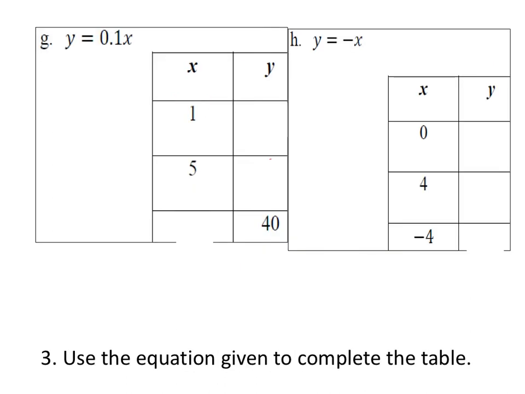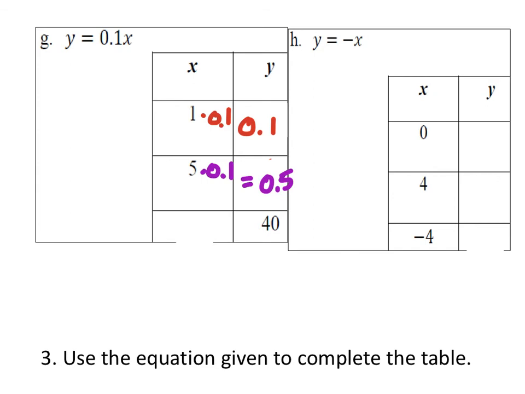So what if the coefficient of x, what if the rate of change is a decimal? No problem, you guys. We can still do those. Again, you're multiplying the x's by 0.1 right there in this case. So 1 times anything is itself, so 0.1 on that. 5 also, just multiply it by 0.1. You can do that in the calculator and it'll give you 0.5. 5 groups of a tenth is 5/10.